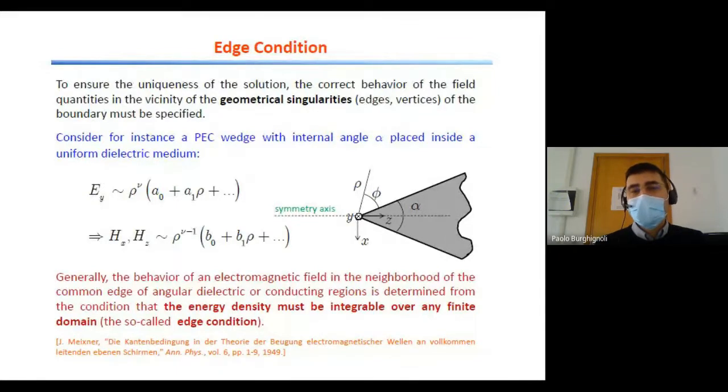Now, generally, the behavior of the electromagnetic field close to some edge of angular regions like this one is determined by enforcing the condition that the energy density of the electric and magnetic fields remains finite in any neighborhood. This is the so-called edge condition that was introduced at the time by Meixner, and for this reason it is also sometimes named the Meixner edge condition.